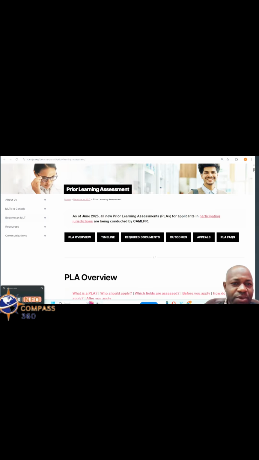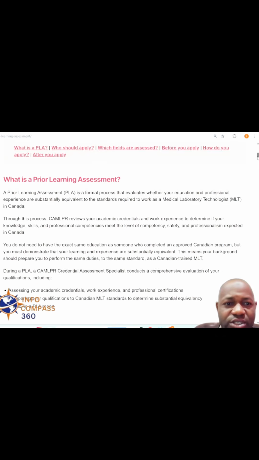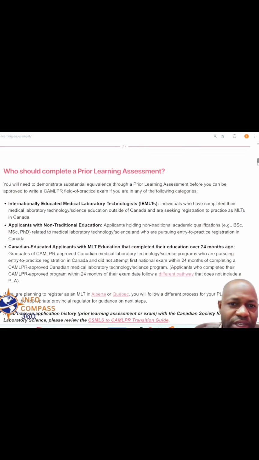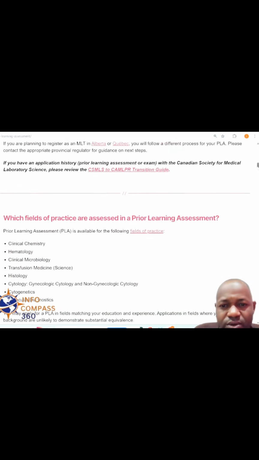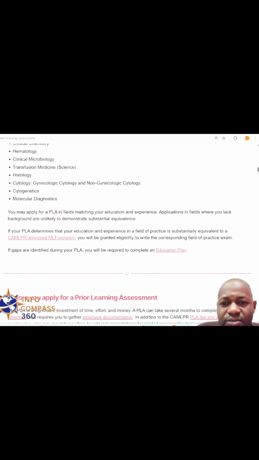And in terms of the PLA overview, so prior learning assessment, which is usually looked at as a formal process to evaluate your education as well as your professional experience. So who needs to complete the PLA? These are all stated: internationally educated MLTs, applicants with non-traditional education, and Canadian educated applicants who studied over 24 months ago. The various fields that have been assessed are also stated here.